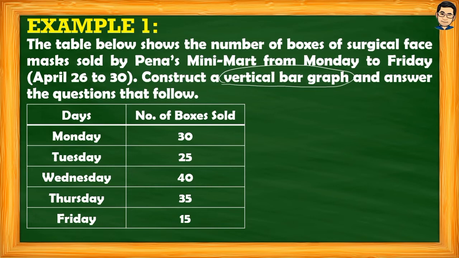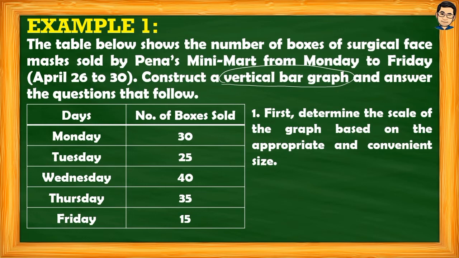Okay, so ayan. Sir, bakit wala pong total? Kasi hindi naman natin nire-represent yung data natin using a pie graph. Wala naman tayong kabuuan dyan kasi separate. Magkaiba yung Monday, Tuesday, Wednesday, Thursday, Friday. Okay, so ayan. So, yung first thing na kailangan natin gawin is to determine the scale of the graph based on appropriate and convenient size. Okay, yung scale number natin, syempre nagsisimula yan sa 1 and then pataas, infinite.